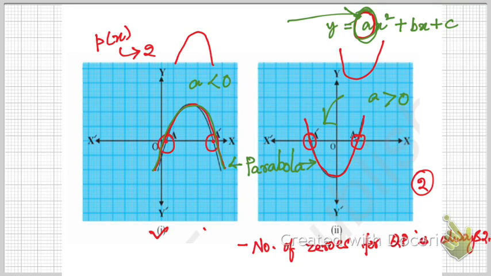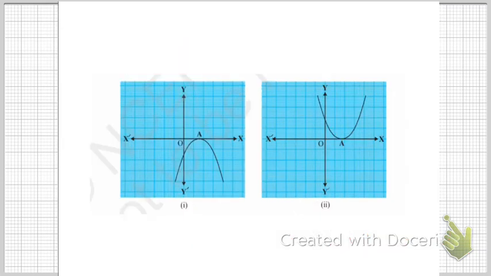And you will always find a parabolic graph for any kind of quadratic polynomial. Coming to some other kinds of graphs of a quadratic polynomial. See, here also you have been given some kind of parabolas only. Here this is also a parabola and this is also a parabola, right? Here the number of zeros is 1, because actually in a quadratic polynomial we always get 2 zeros, but here both the zeros are coinciding at this one particular point.